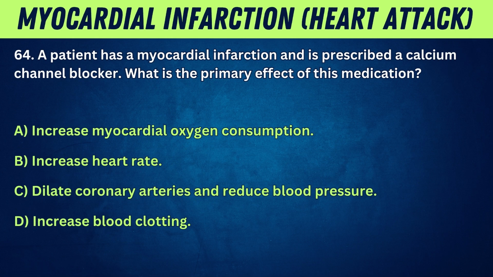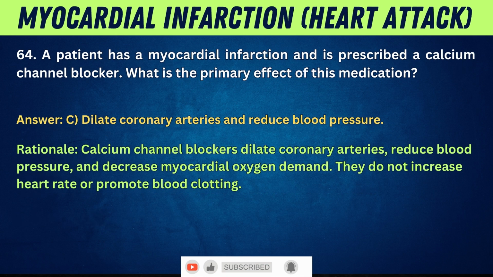64. A patient has a myocardial infarction and is prescribed a calcium channel blocker. What is the primary effect of this medication? A. Increase myocardial oxygen consumption. B. Increase heart rate. C. Dilate coronary arteries and reduce blood pressure. D. Increase blood clotting. Answer: C. Dilate coronary arteries and reduce blood pressure. Rationale: calcium channel blockers dilate coronary arteries, reduce blood pressure, and decrease myocardial oxygen demand. They do not increase heart rate or promote blood clotting.